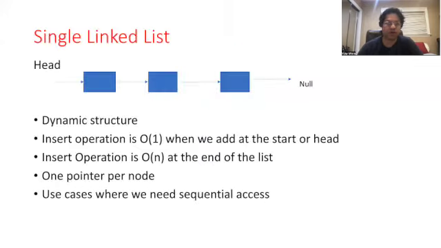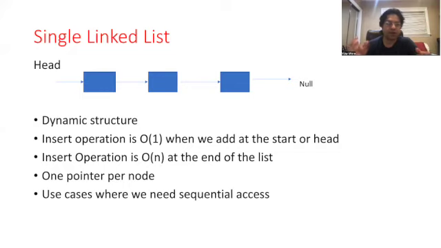Okay, moving on. Next, the very basic type of linked list data structure is the single linked list. As we know, it has the head pointer, and through the head pointer we can traverse the whole list. The termination of the list is determined by the null pointer at the end. So you keep on moving, and when you hit the null pointer, it means you are at the end of the list. So it's a dynamic data structure.